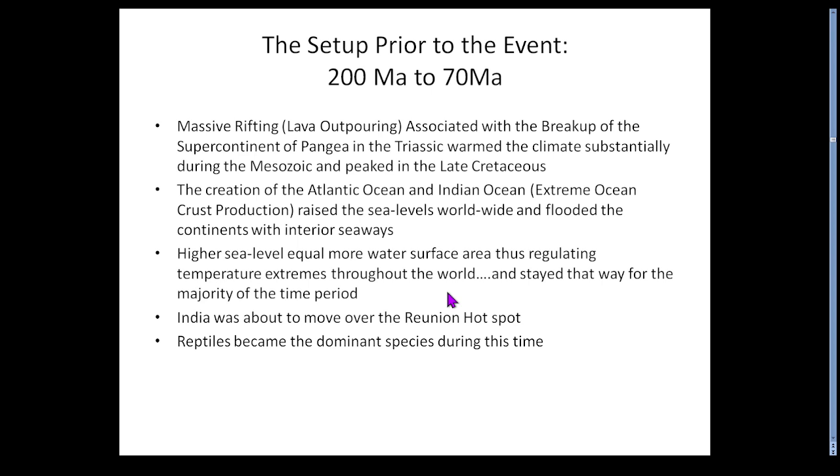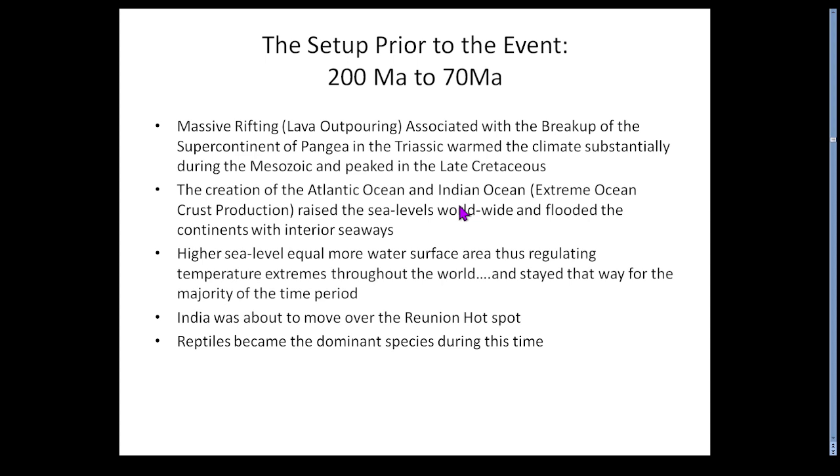So the creation of the Atlantic and the Indian Oceans caused extreme oceanic crust production, which in turn raised sea levels around the world and flooded the continents with interior seaways. So this basically is stabilizing the climate. More water, less weather fluctuations. Think of Siberia, which is freezing in the wintertime, but equally as hot in the summer.